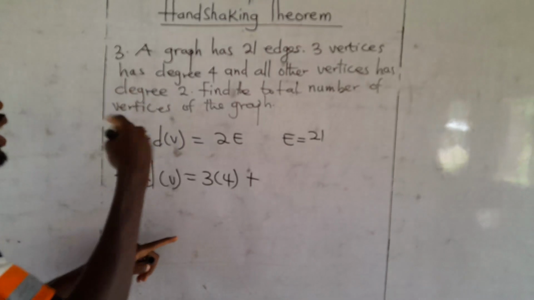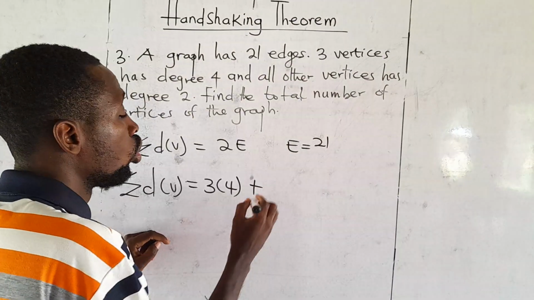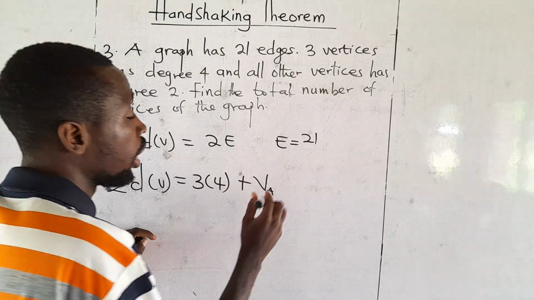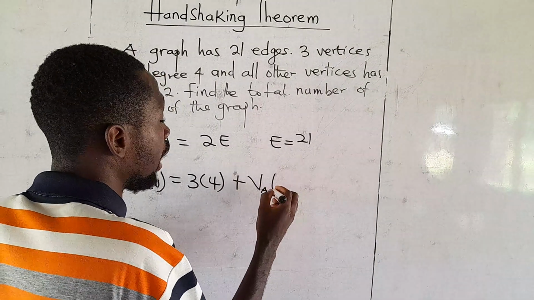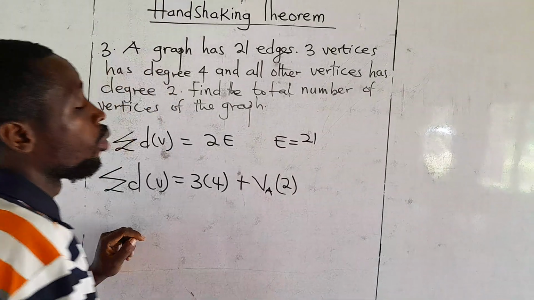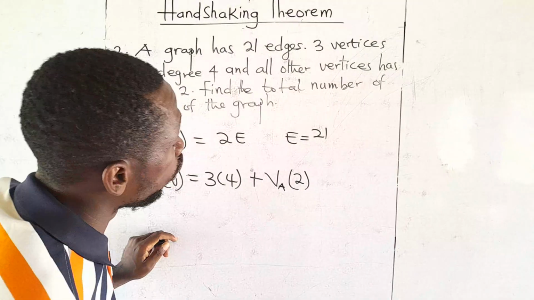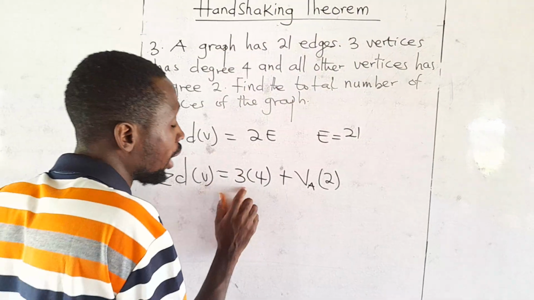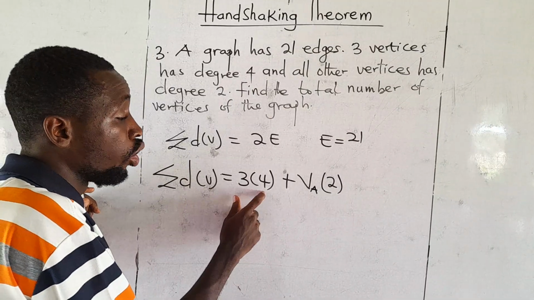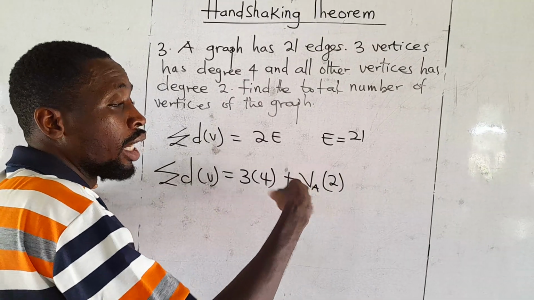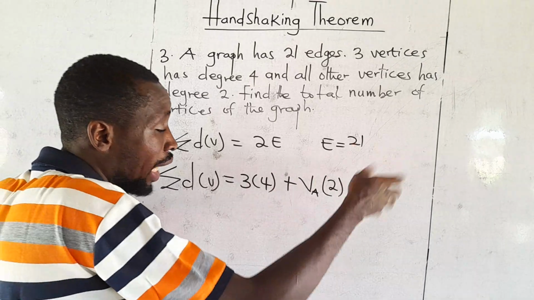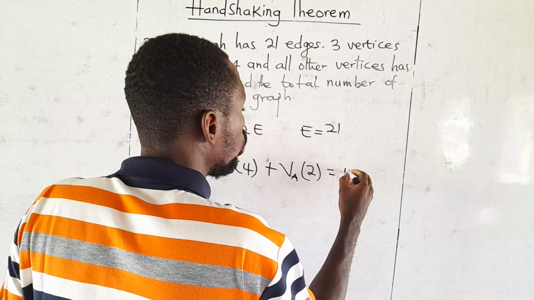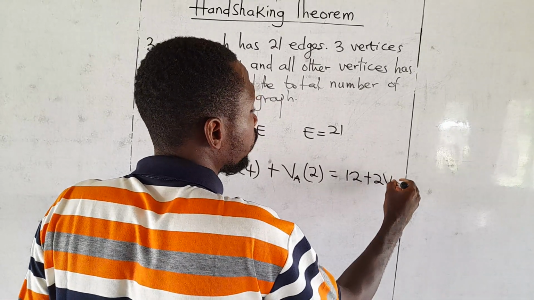Then we know that all other vertices have degree 2. We don't know how many other vertices there are, so we represent it by v subscript a. So v subscript a times 2, which is the degree of each of them, will give us their total degree. Then the total degree of all the vertices will be the 3 vertices having degree 4 plus twice the other vertices that we don't know. So this will give us 12 plus 2v subscript a.